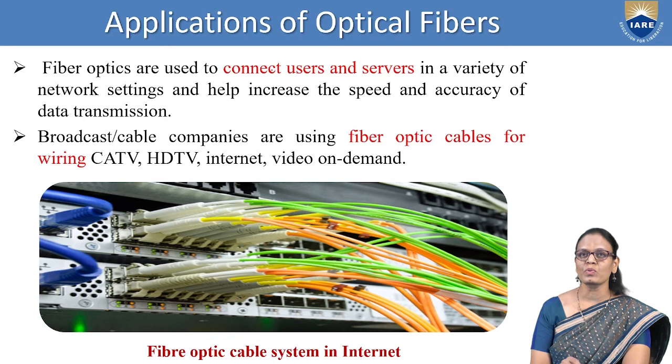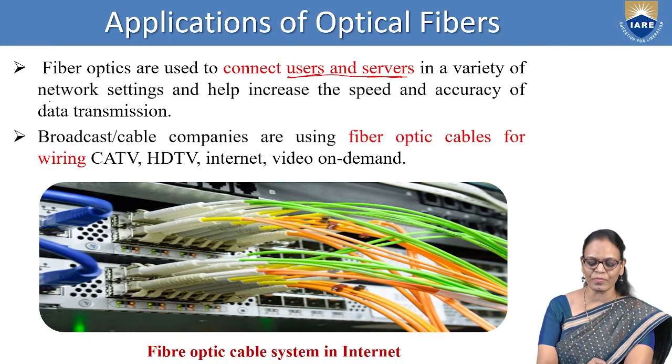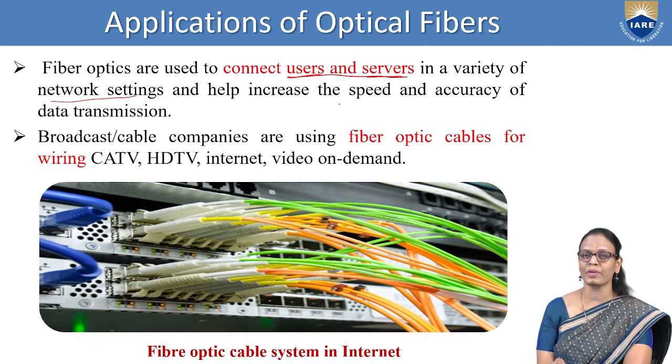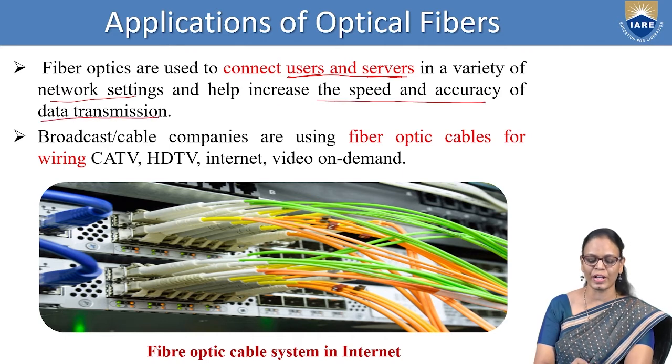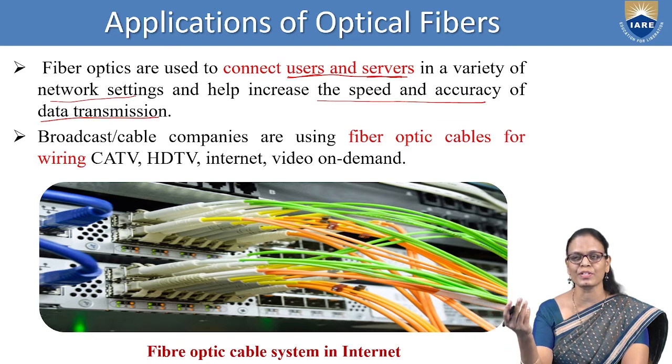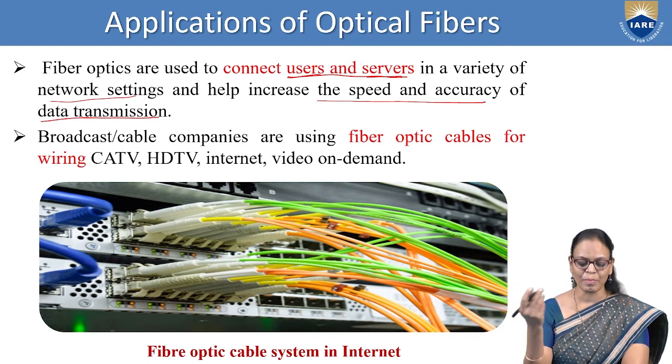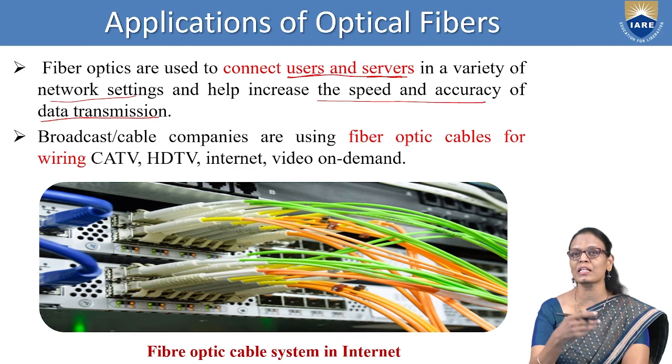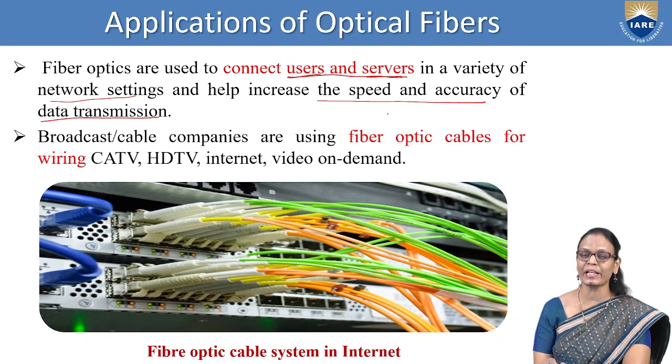Now fiber optics are used to connect users and servers. So in computers, there will be a server and there will be a user. To connect the users to the servers in a variety of network settings, it helps to increase the speed and accuracy of data transmission. We have already discussed this. If you are using a copper cable, the speed and the accuracy of data transmission is less. But with the help of fiber optics, when we use it in different networks to connect users to the servers, the speed and accuracy of data transmission is high.